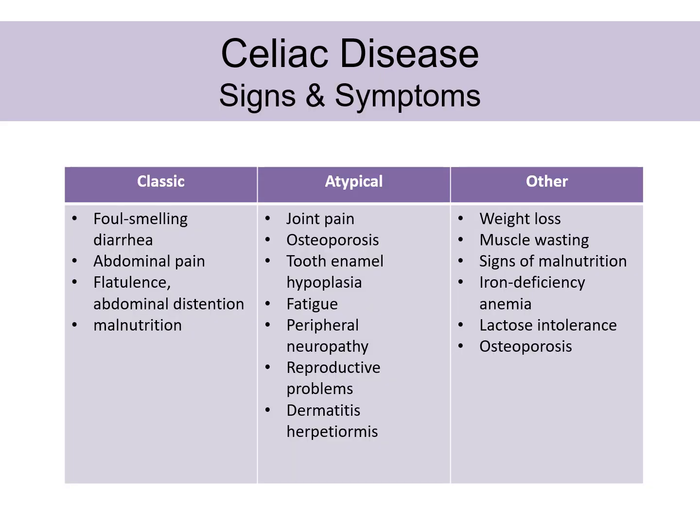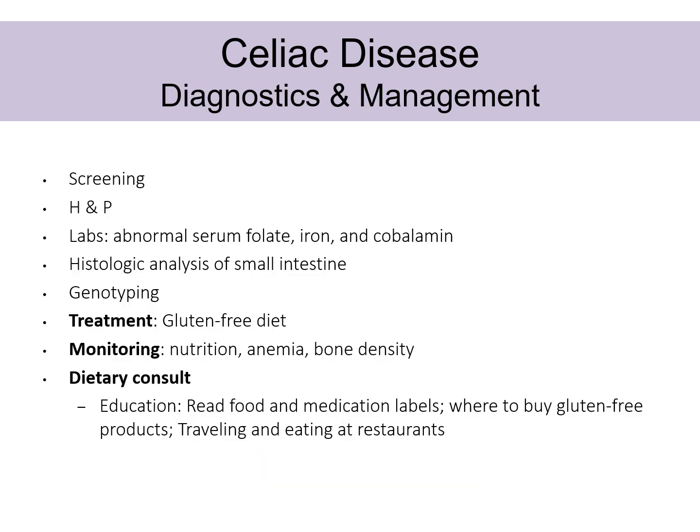Signs and symptoms: foul-smelling diarrhea, abdominal pain, flatulence, abdominal distension, and malnutrition. We can screen, meaning we can test the blood on patients who are high risk, like patients who already have autoimmune diseases. We want a history and physical, of course. We want to check for nutritional deficiencies. We want to check the cells of the small intestine, so that might be a biopsy. And then genotyping, again using that same tissue biopsy to look even further into the genetic structure.